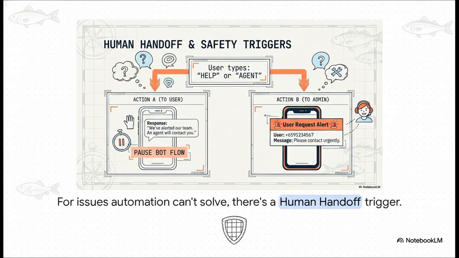The system is also smart enough to know when to ask for help. If a user types something like help or agent, it triggers a human handoff. The bot sends a message to the user saying an agent will be in touch, and at the same time, it sends an alert to a real human admin. It's a critical safety net for when automation just isn't enough.